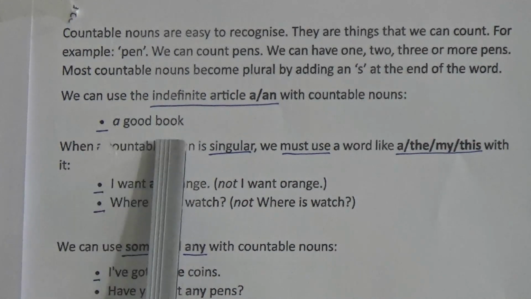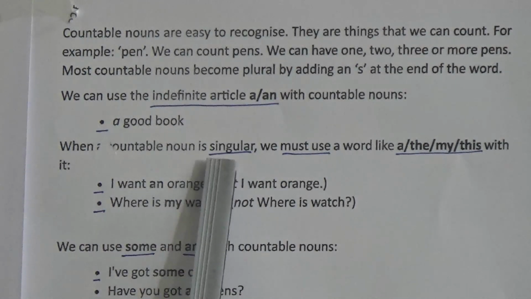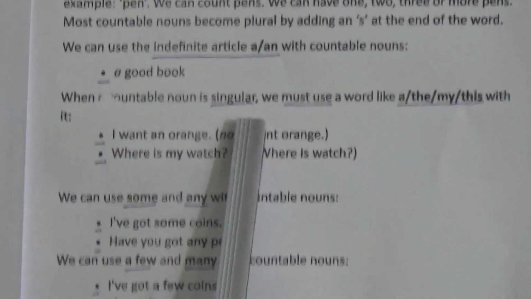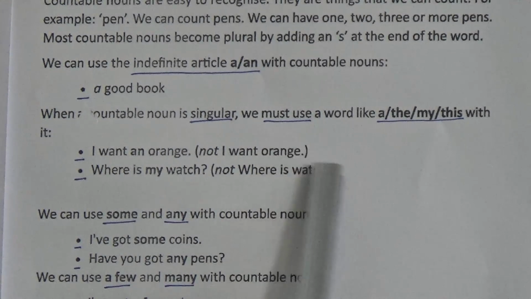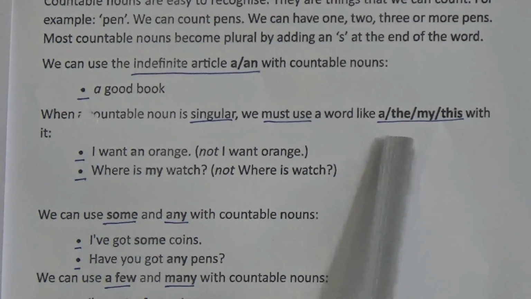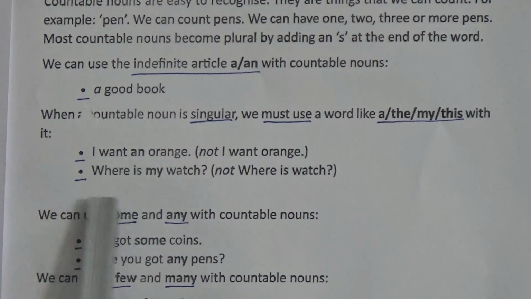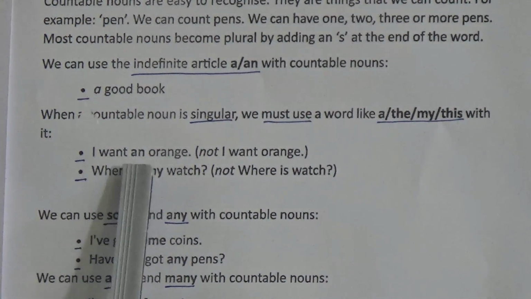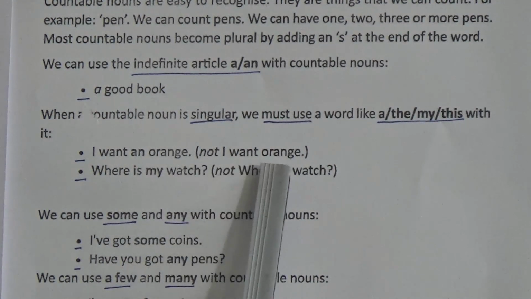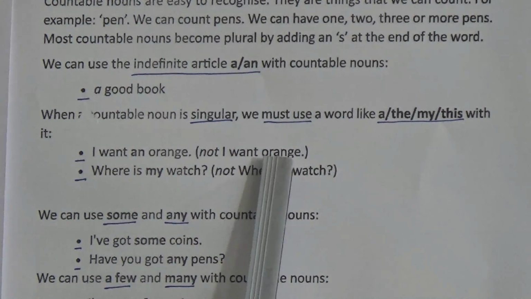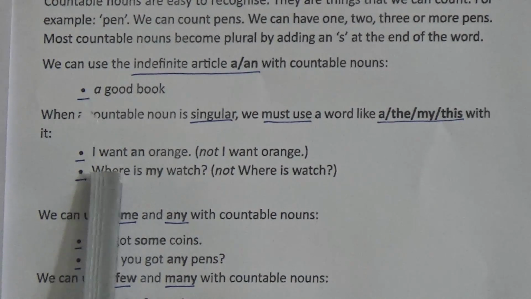Example, a good book. When a countable noun is singular, we can use words like a or an with it. And we must use words like a, the, my or this when a noun is singular. Look at the examples. I want an orange, not I want orange. If you say I want orange, the sentence will be grammatically incorrect. So to say it correctly, you have to say I want an orange.